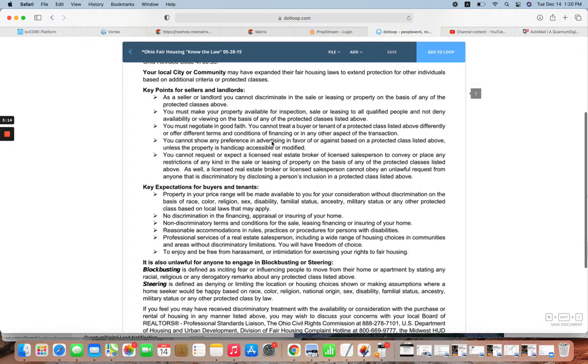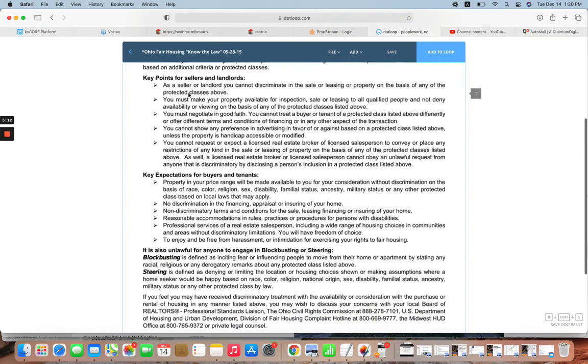So for sellers and landlords, basically you're not allowed to discriminate in the sale or leasing of your property. You have to make your property available for inspection, sale, or leasing to all qualified people, and you can't deny them availability or viewing on the basis of them being in one of those protected classes. You have to negotiate in good faith, so you can't treat them differently just because they are in a protected class versus if they weren't.